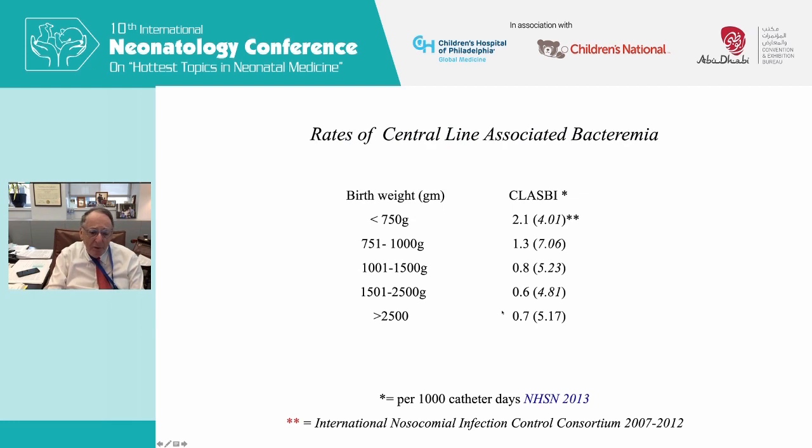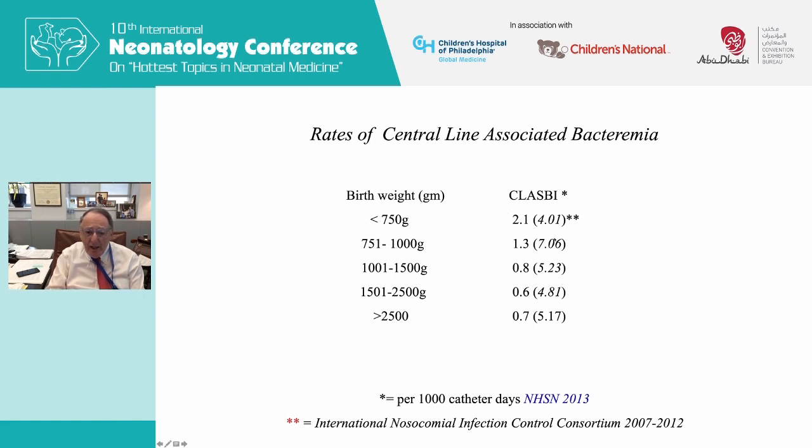So here we have data from two different databases, the National Healthcare Safety Network, which is a consortium of hospitals in the US. As shown in this slide, the black numbers going down, in parentheses, are data from the International Nosocomial Infection Control Consortium, which are data from across the world. On the left here, you see babies of different birth weights, less than 750 to 2,500 grams. As you might imagine, looking at the data from the US, the numbers go down as babies get bigger. That makes sense. Smaller babies have an increased susceptibility to infection and are often more critically ill.